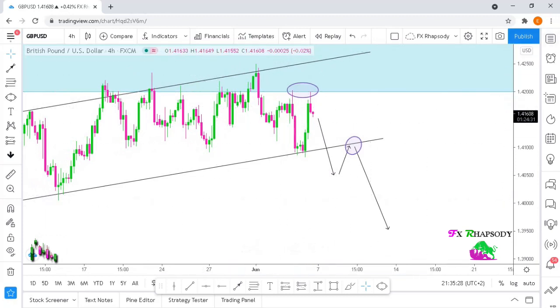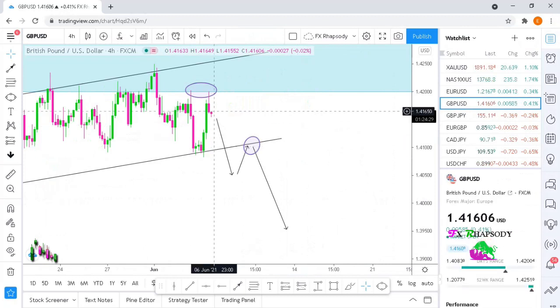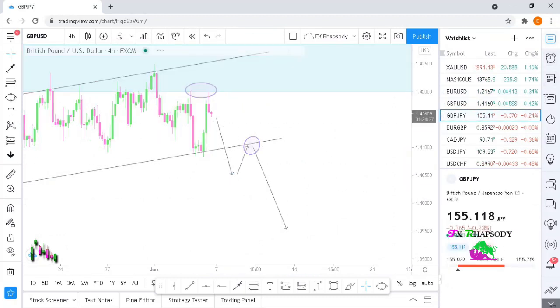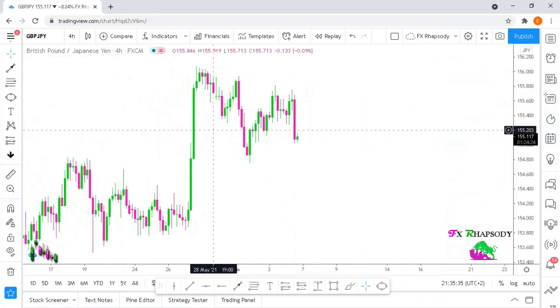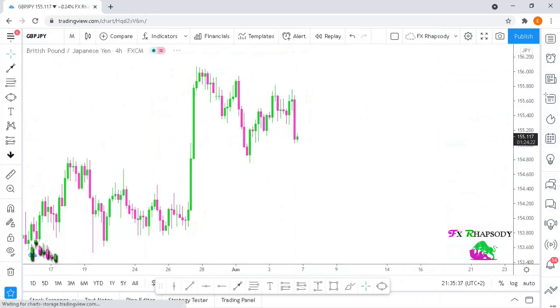So let's wait and see what the market does in GU. Let's see if it's going to break that trend line. So basically, let's move on to GU. Let's just go to the monthly time frame.